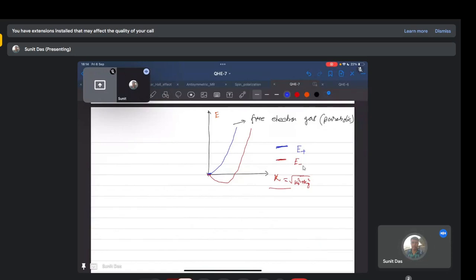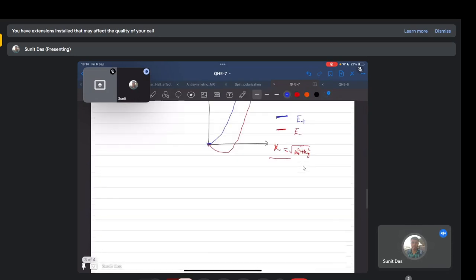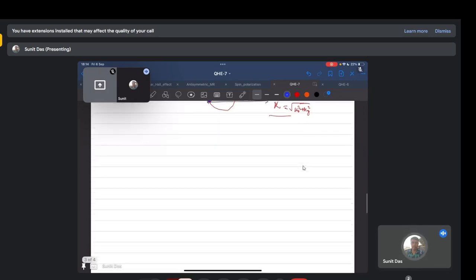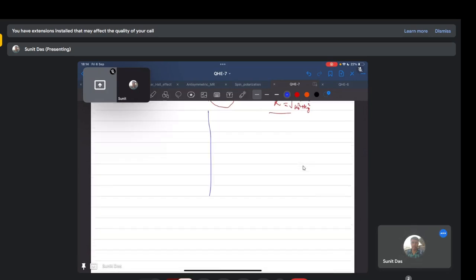So this is with respect to the mod k, and if we draw with respect to any of the crystal momentum which can be negative, things will be more clear. So this is, let's say, kx, and with respect to ky the plots will be similar because these are symmetric in both kx and ky. So I'll have this plot. This is one band, and this is another band.